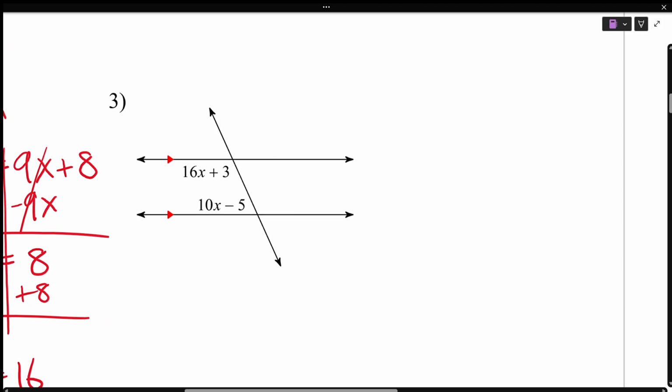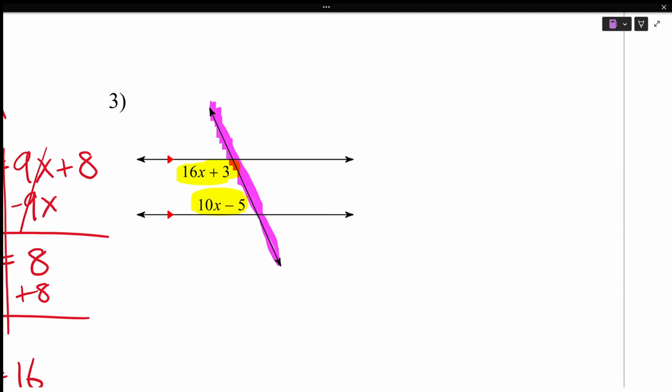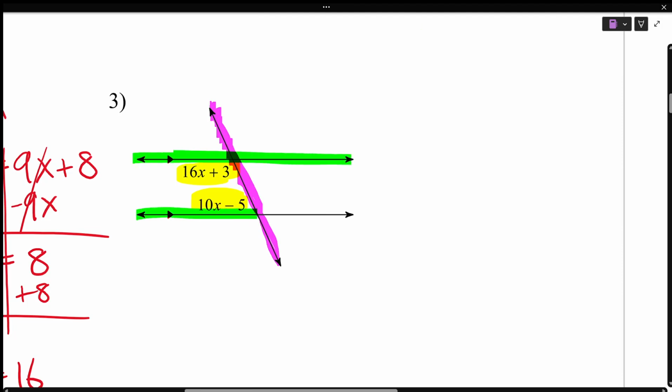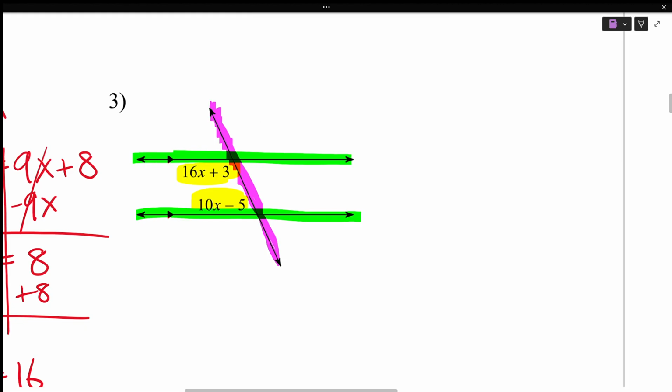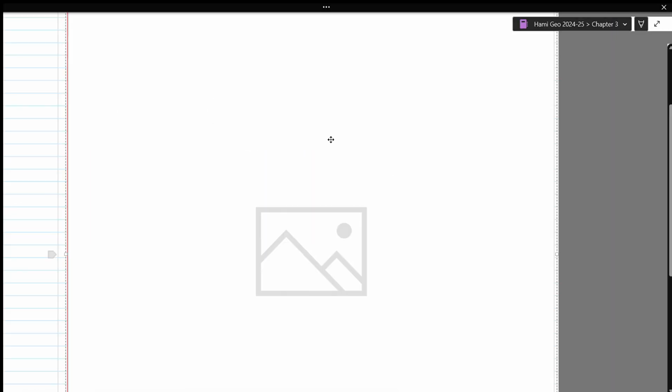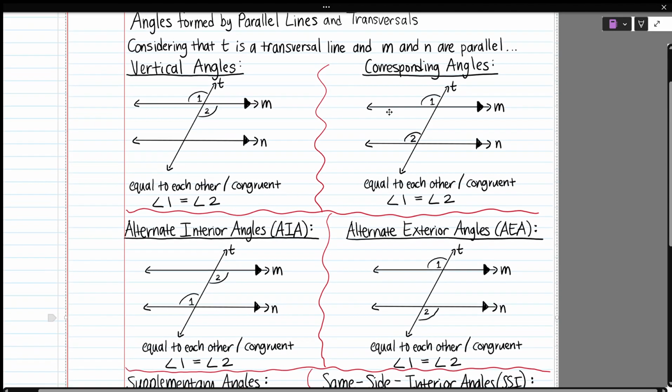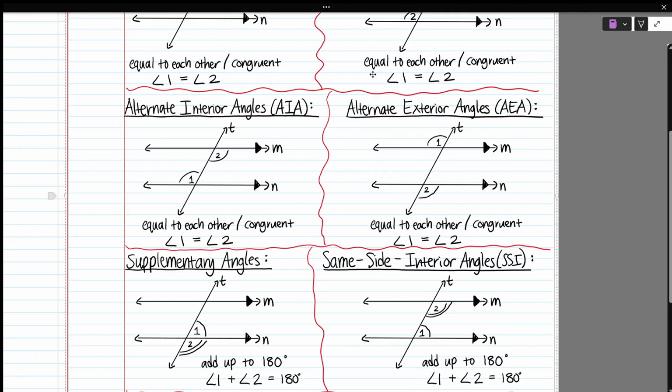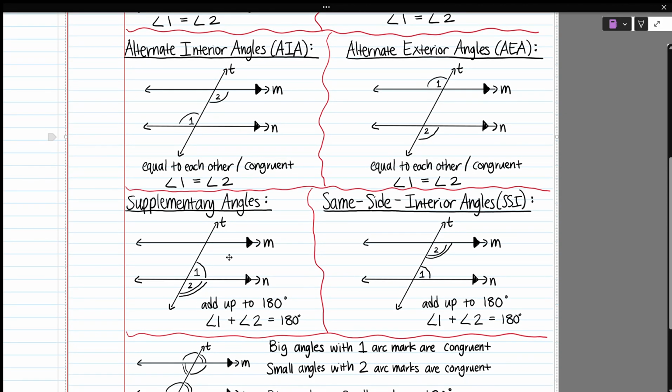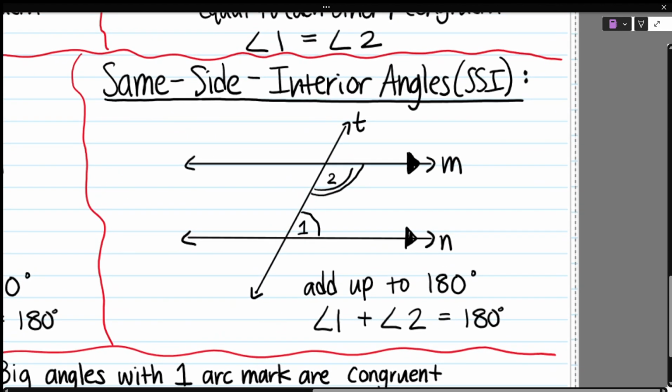Identify these angles. So we have this angle right here, 16x plus 3, 10x minus 5. Our transversal line is this line, the line that cuts through, and then our parallel lines are here. Okay, so they're on the same side of the transversal. They're both on that left side, and then they're on the interior. So same side, interior. I'm looking back at my cheat sheet. Vertical, no. Corresponding, no. Alternate interior, no. Alternate exterior, no. They're on the interior. Supplementary, kinda. They're next to each other, but we're looking for same side interior right here.